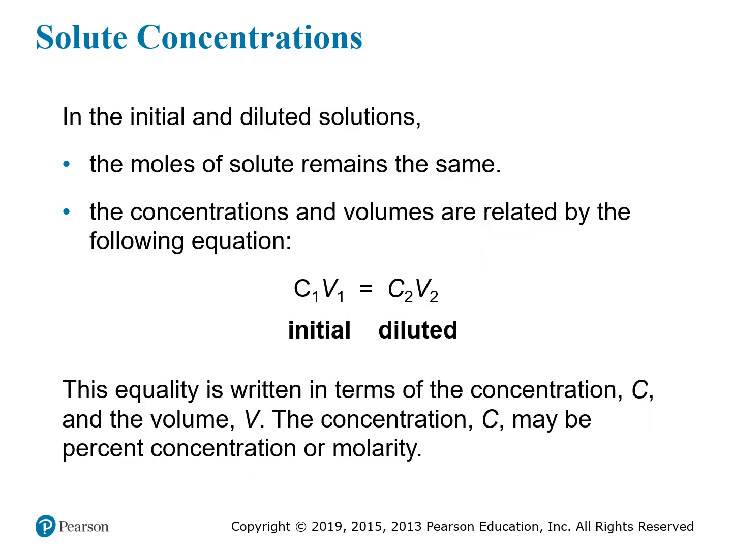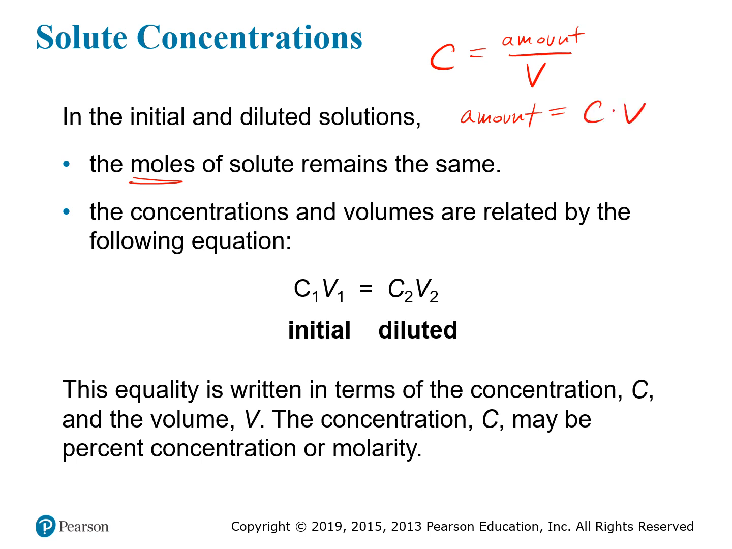So in the initial and diluted solutions, the amount of solute remains the same. Whether you want to measure the amount in terms of moles or mass or number of particles or whatever, the amount remains the same. And you can always determine the amount of solute from the concentration and the volume. So remember, the concentration of the solution, C, equals the amount of the solute divided by the volume of the solution. So we can rearrange this to say that the amount of solute in a solution is equal to the concentration of the solution multiplied by the volume of the solution.